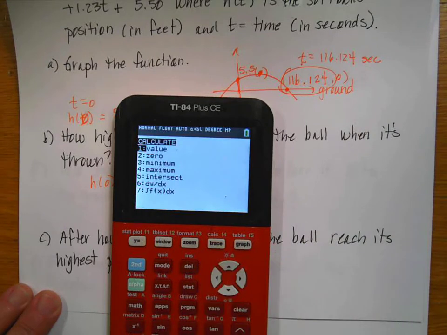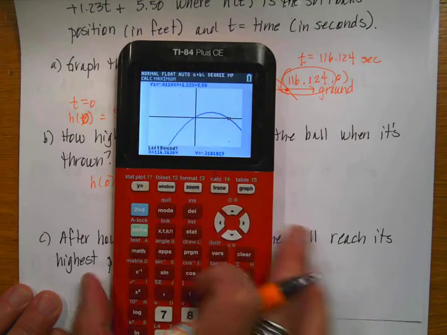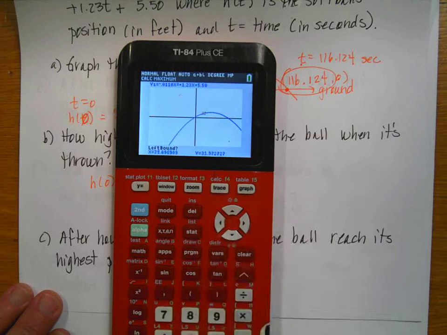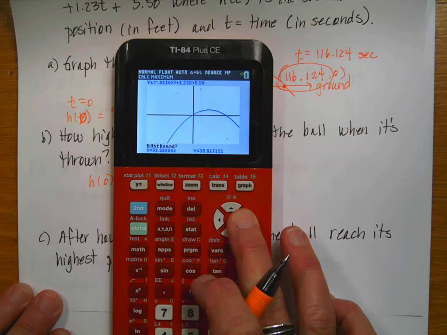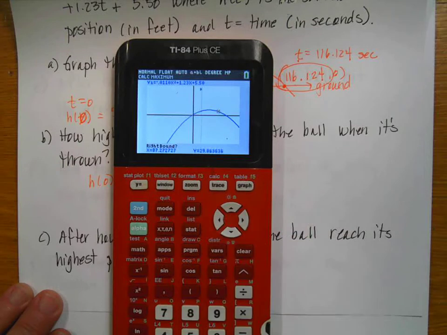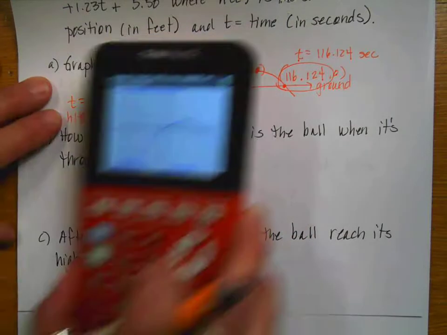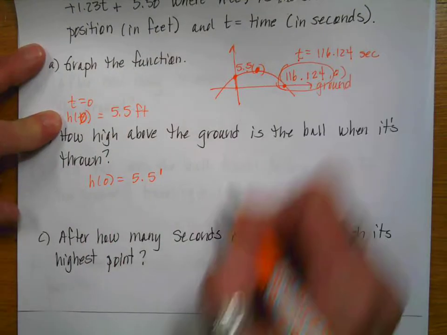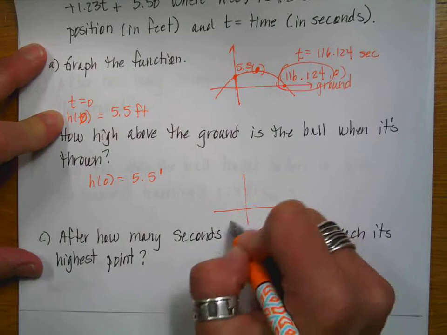I'm going to do second calculate, and I'm going to find the maximum, which is option number 4. Notice the first question that's asked is where is the left? So I'm going to go back to the left of the vertex, and then I'm going to cruise across to the other side, enter, enter, and it tells me that that happens at this point right here. I'm going to resketch it right here.